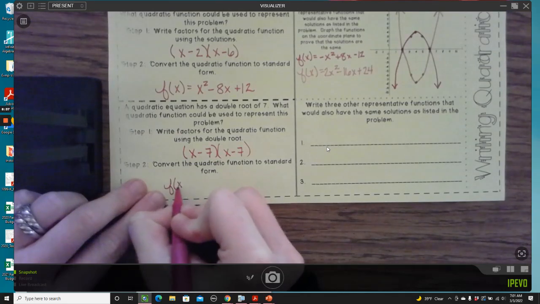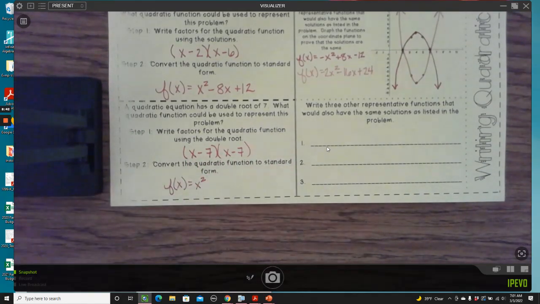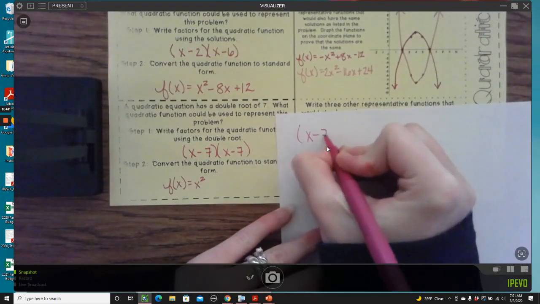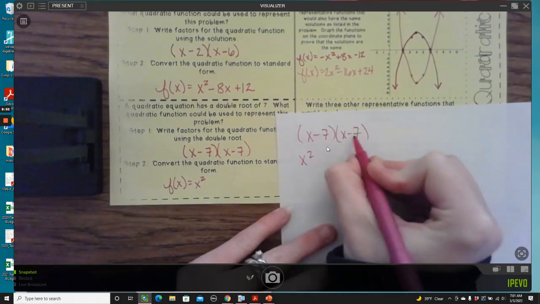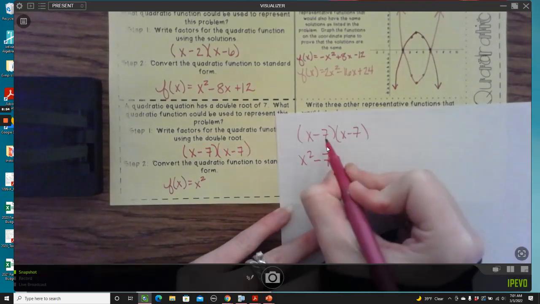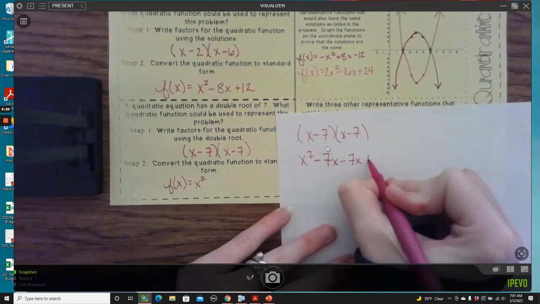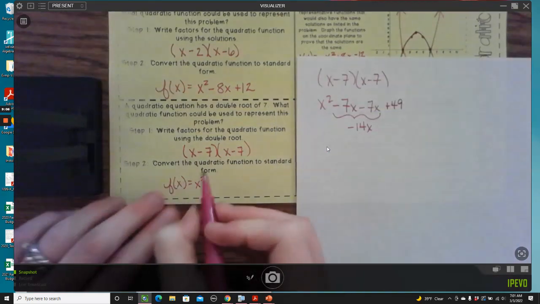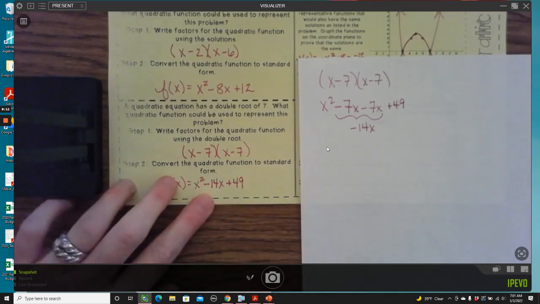So f of x equals x times x is x squared. So, I shouldn't have done that. Should do it here. All right, x minus 7, x minus 7. So I got x squared. X times a -7 is a -7x. -7 times an x is a -7x. -7 times -7 is a positive 49. If I combine like terms, I get a -14x. So minus 14x plus 49.